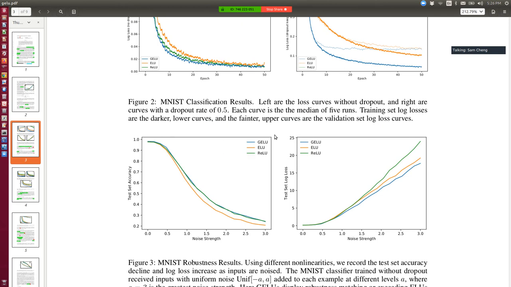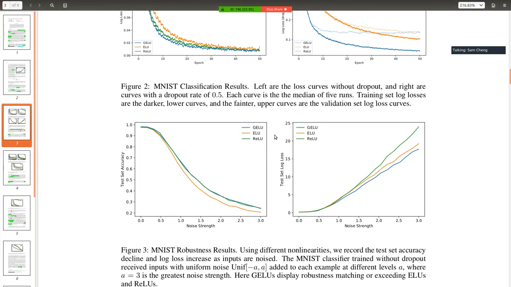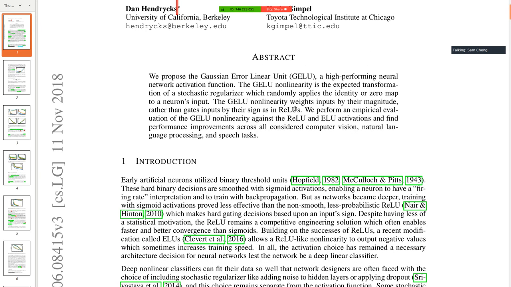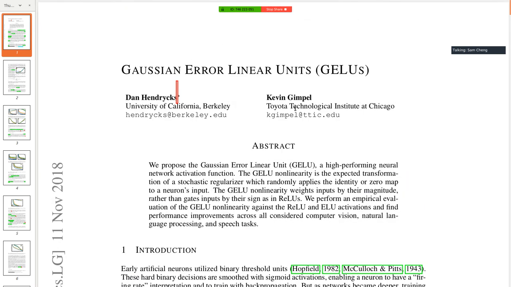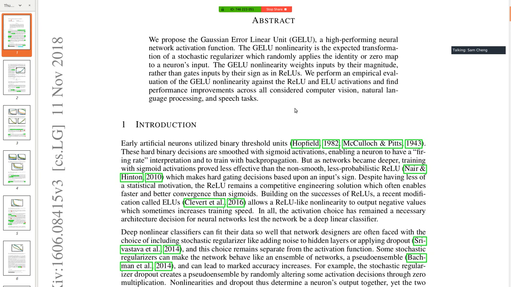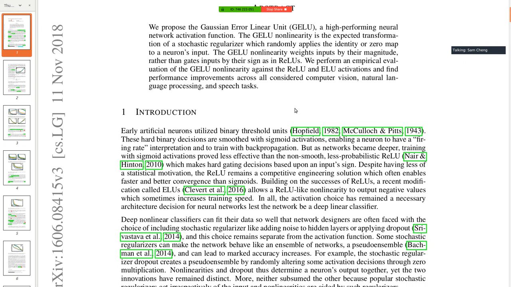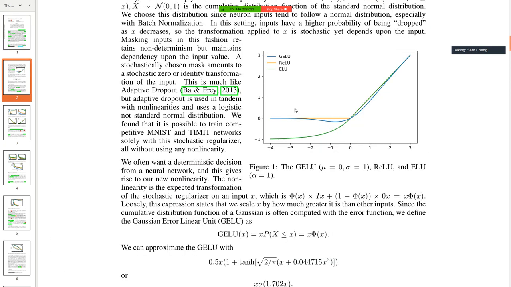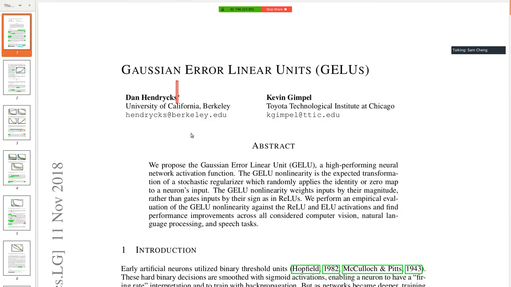I should mention one more. Actually, it's not in my notes, but I came across it recently while reviewing a paper. It's called the Gaussian error linear unit. I don't know how people pronounce it, GELU or something. It's a very short paper, but a very nice paper. I didn't really read it carefully.